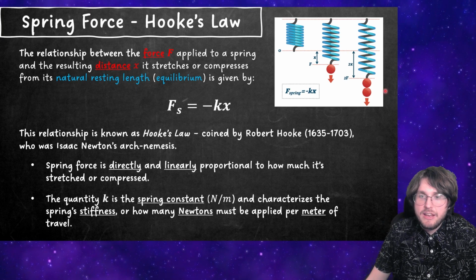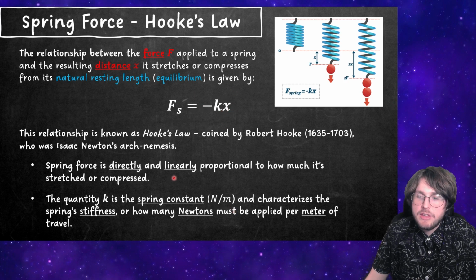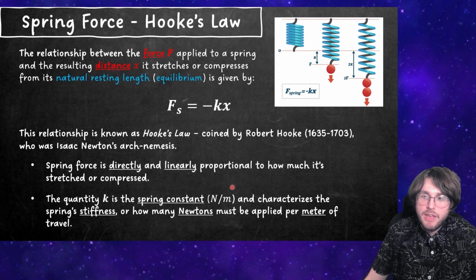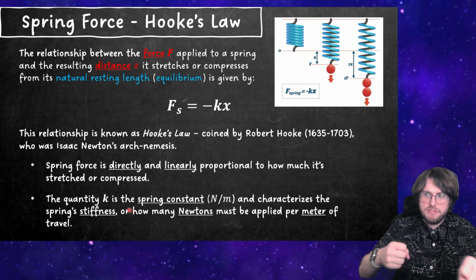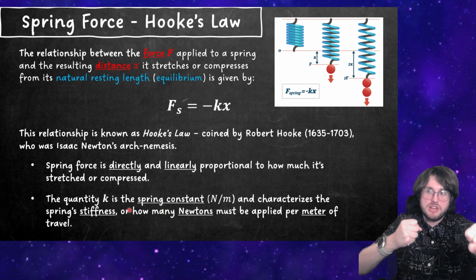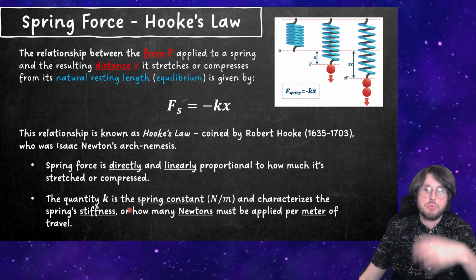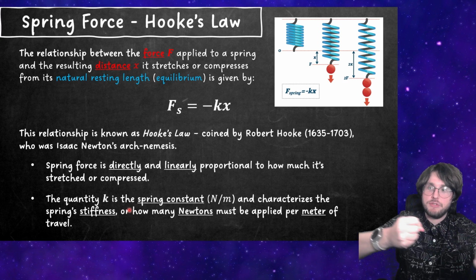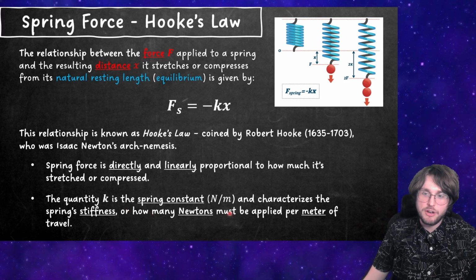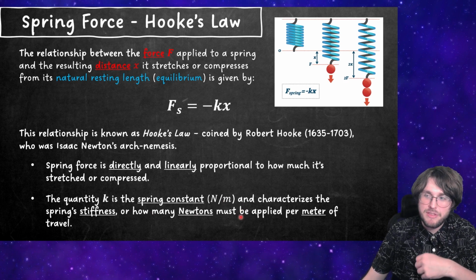And the quantity k in your equation right here is the spring constant, given in units of newtons per meter. And this characterizes the spring's stiffness qualitatively. So if you pick up a spring and you try to stretch it and you really struggle, that's because it has a really high spring constant. It takes a lot of newtons to stretch that spring over a distance of 1 meter. So that's how you can interpret the units of that.